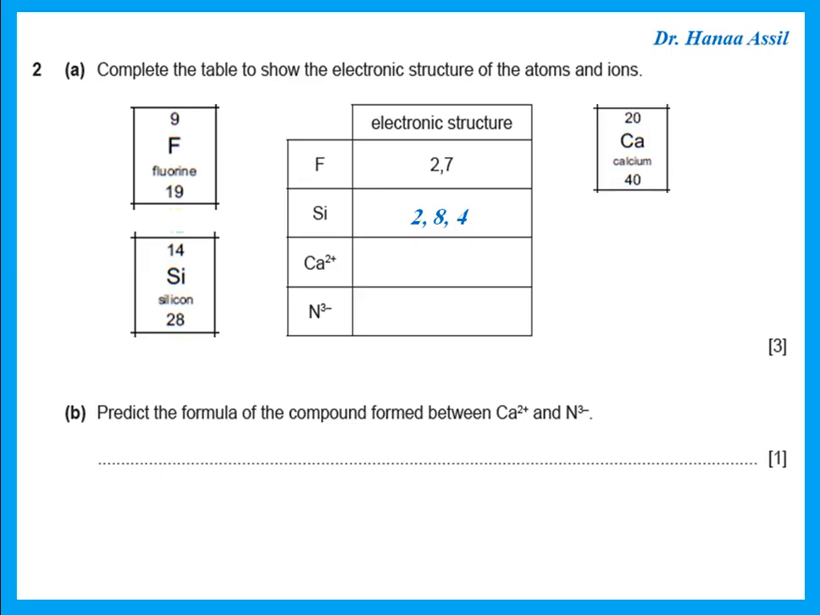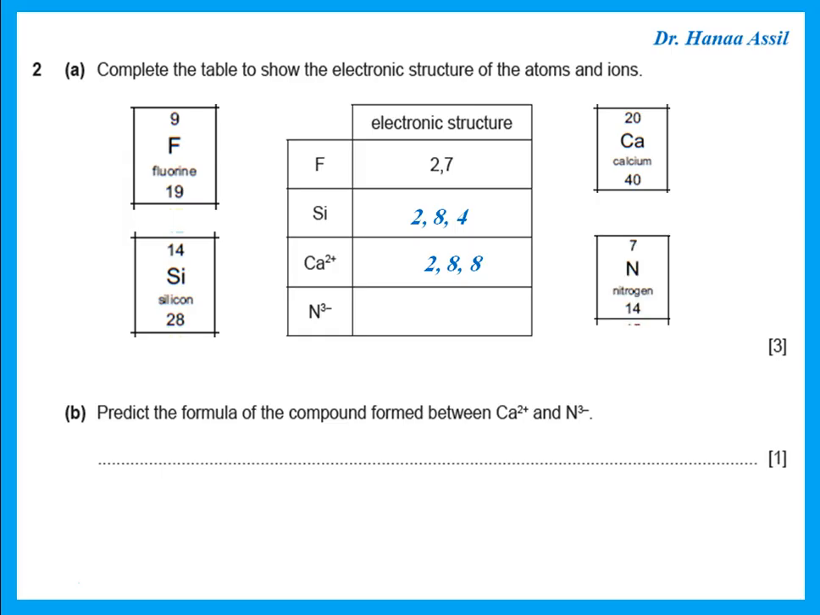If I look at the periodic table, calcium has an atomic number of 20. And that means it has 20 protons and originally 20 electrons. But here he's saying this is calcium 2+. 2+ means it has lost 2 of its 20 electrons. And that means it has only 18 electrons now. And that means it is 2, 8, 8.